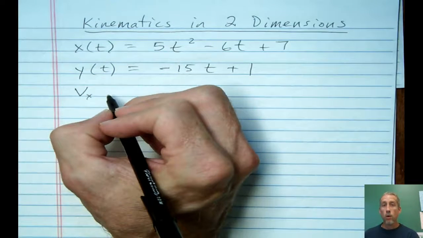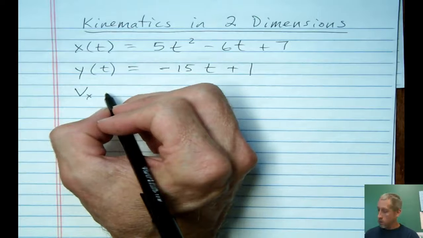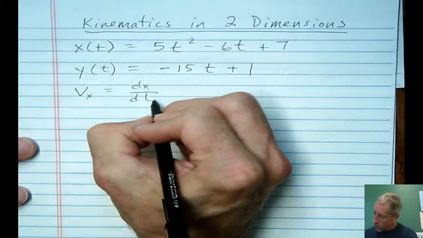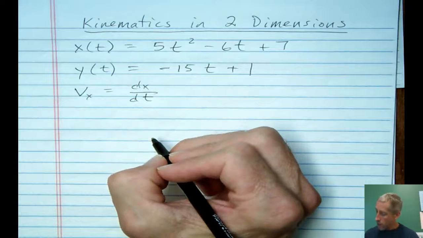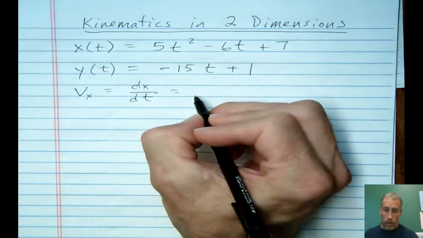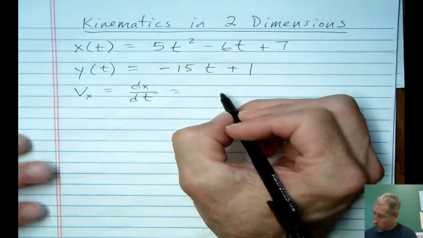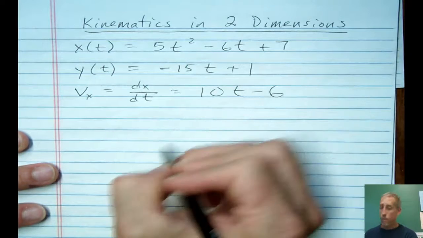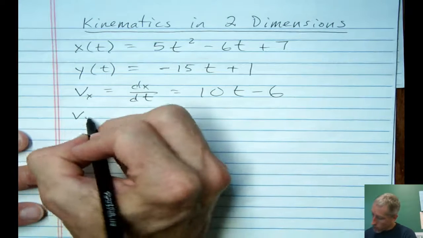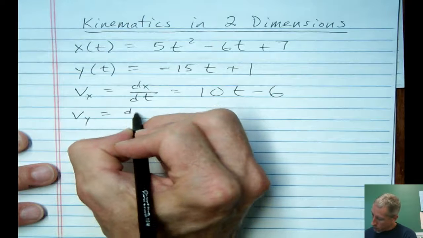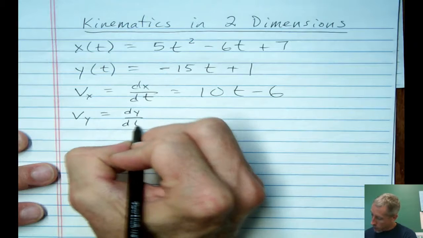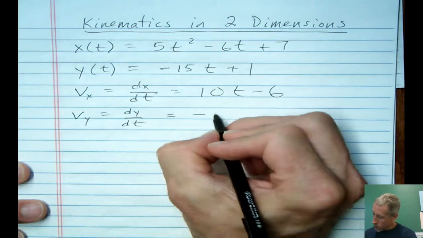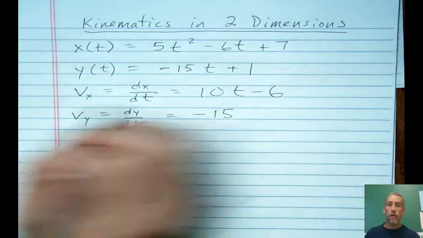So the horizontal, or x component of the velocity, is just going to be dx/dt, the derivative of the x position function with respect to time. So you take the derivative of that, and you're going to get 10t minus 6. And then similarly, the y component of the velocity, we would say, is dy/dt, the derivative of the y position function with respect to time, and that's just minus 15.